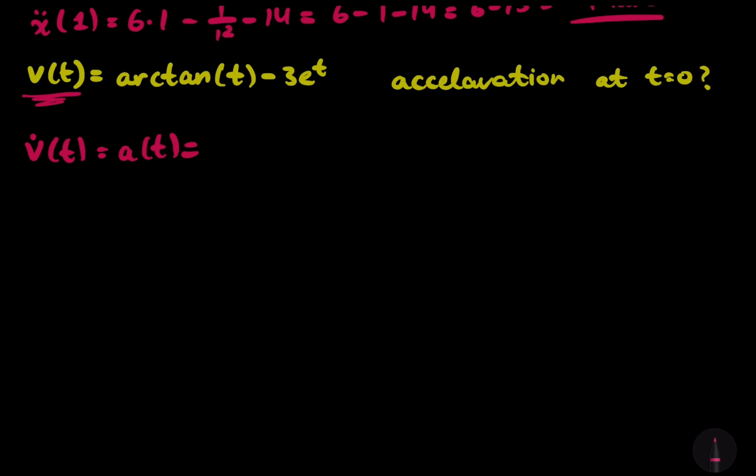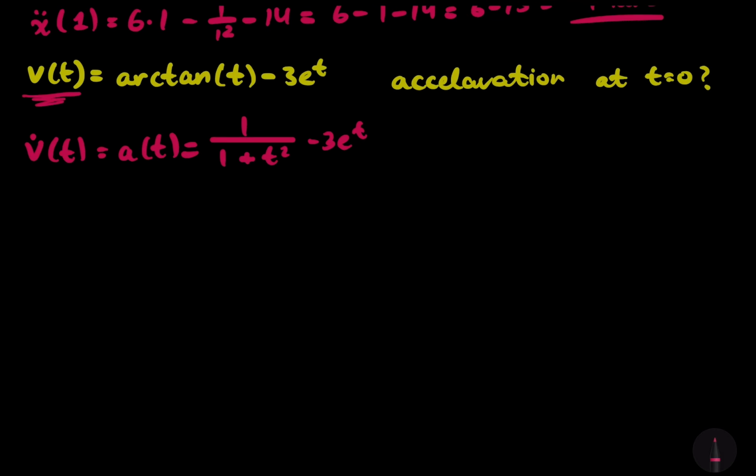What is the derivative of arctangent of t? Well, if you recall, that's just 1 over 1 plus t squared. And then for the derivative of negative 3 e to the t, we know that the derivative of e to the x is just e to the x. So the derivative of negative 3 e to the t is just negative 3 e to the t. It remains the same when we take the derivative.